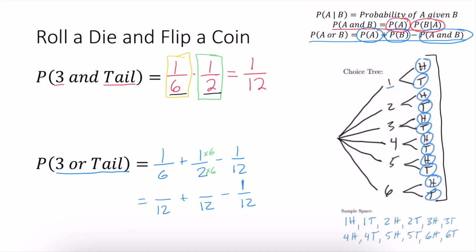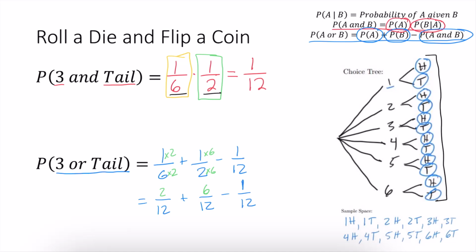So that tells us that 1/2 is equal to 6/12. And 6 times 2 will give us 12. So that tells us that 1/6 is equal to 2/12. So this calculation is the same one that I showed above. It's just written in common denominator form.